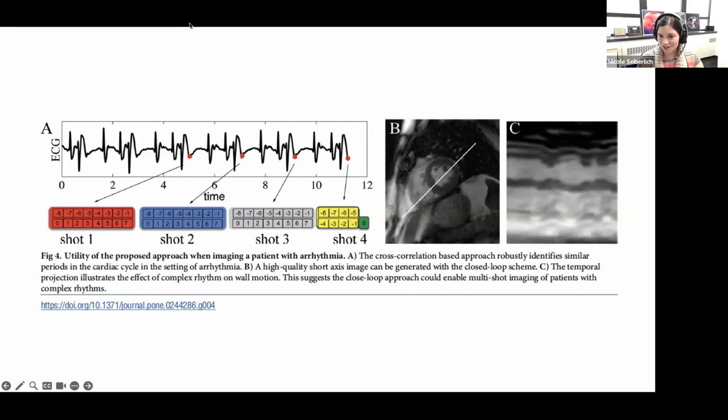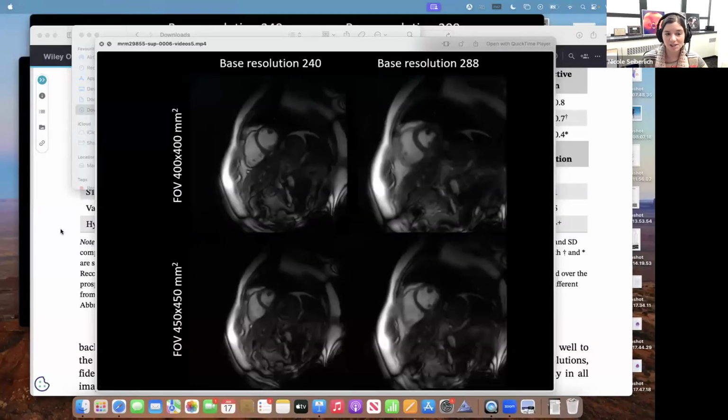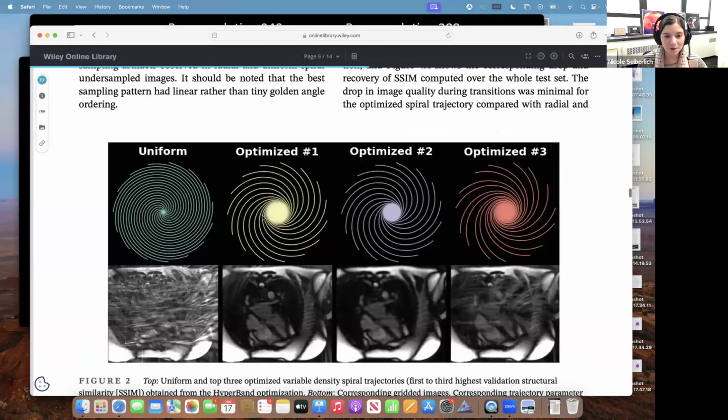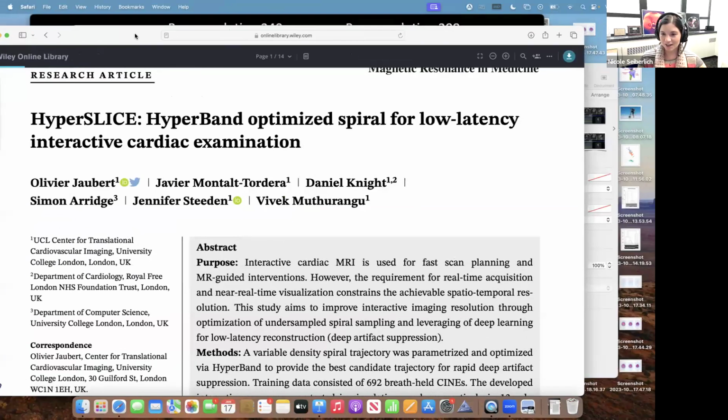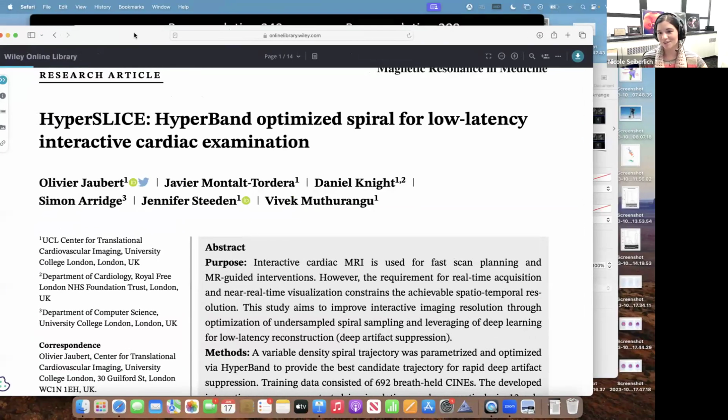Awesome. Thank you so much. So in the interest of time, we're going to move to our second paper. This is another flavor of more interactive scanning. This paper is going to be presented by Dr. Vivek Mutharangu, and the paper is entitled HyperSLICE, HyperBand Optimized Spiral for Low Latency Interactive Cardiac Examination. I'm going to hand over to Dr. Mutharangu at this point.